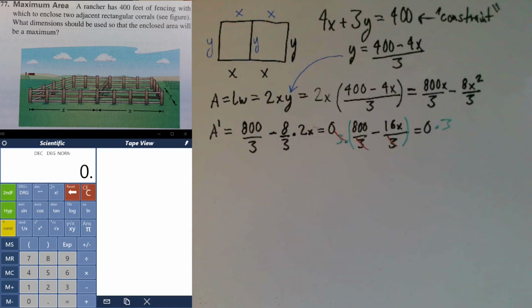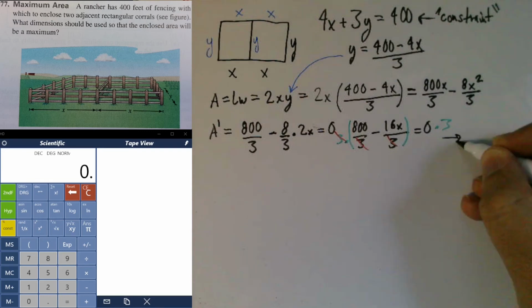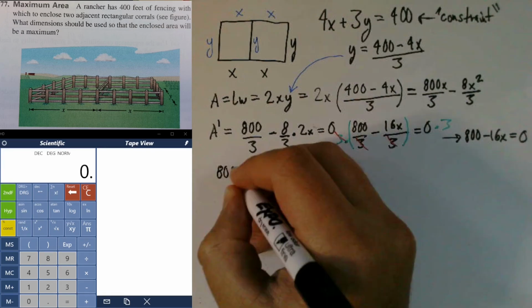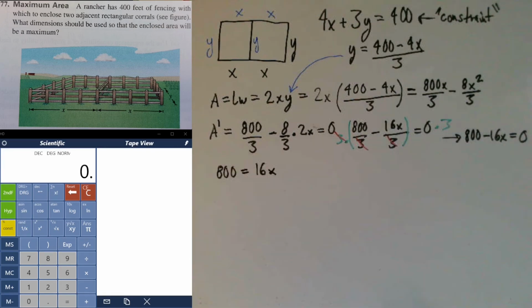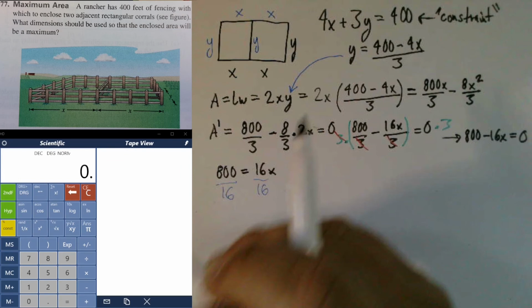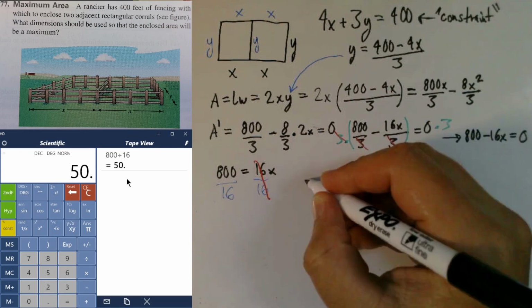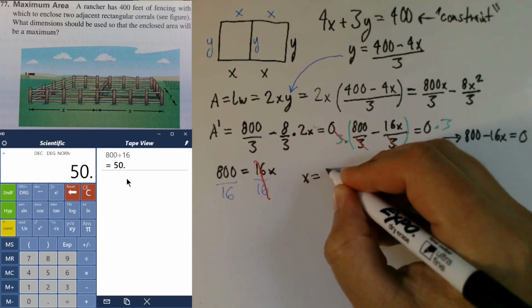So this now leaves us with the equation that 800 minus 16x equals 0. We can move the 16x to the right side of the equation. We have 800 equals 16x. We can then divide both sides by 16. On the right side, the 16s will cancel. On the left side, we can now go to our calculator, and we get x is equal to 50 feet.